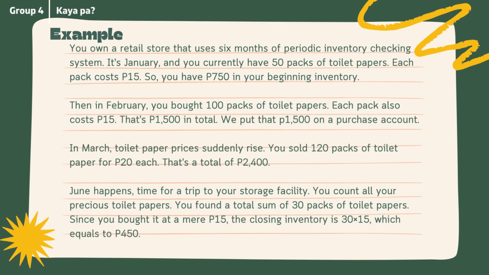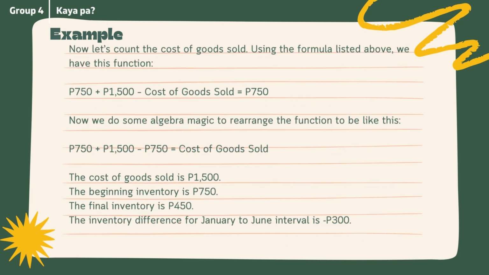June happens, time for a trip to your storage facility. You count all your precious toilet paper. You found a total sum of 30 packs of toilet papers. Since you bought it at a mere 15 pesos, the closing inventory is 30 times 15, which equals 450 pesos.